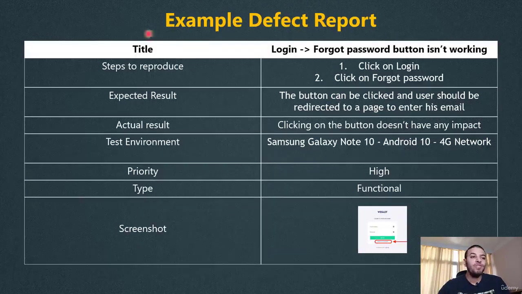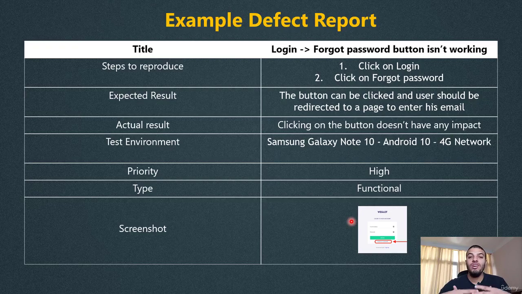So now this is, for example, an example defect report. We have a title: login, forgot password button isn't working. Then we have steps to reproduce: 1, click on login; 2, click on forgot password. The expected result is the button should be clicked and the user is redirected to a page where he can enter an email. Then the actual result is that the button isn't working. Then the environment that the issue appeared on, the priority, the type is functional, this is a high priority defect, then the screenshot.